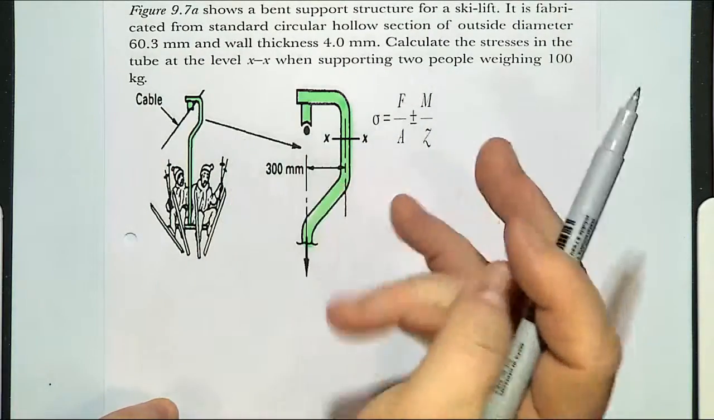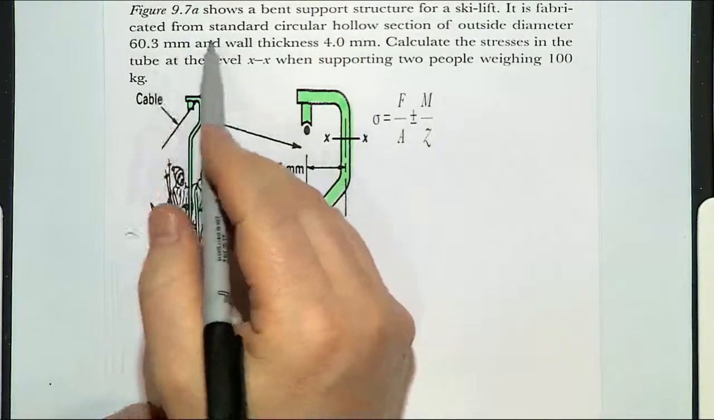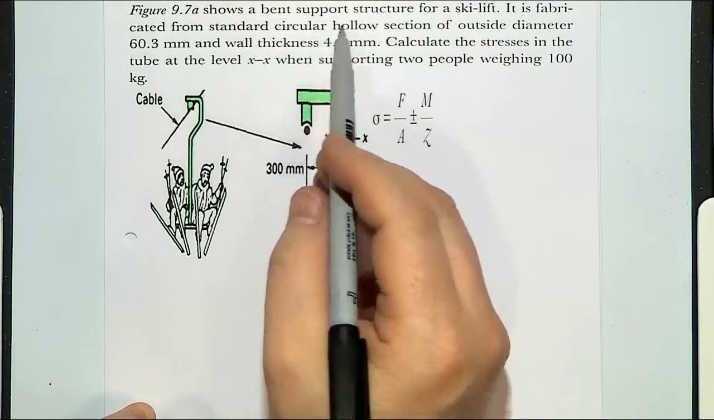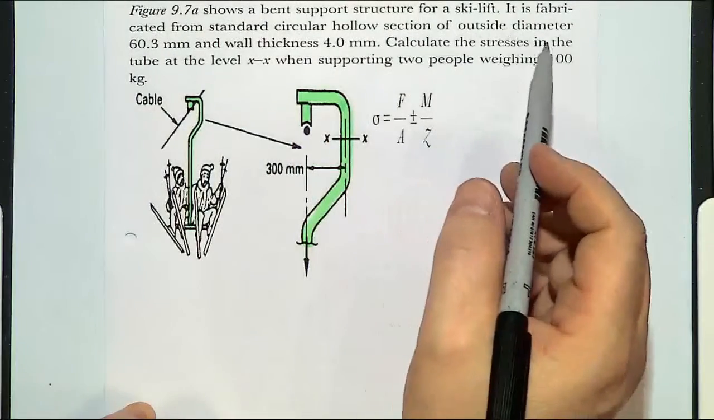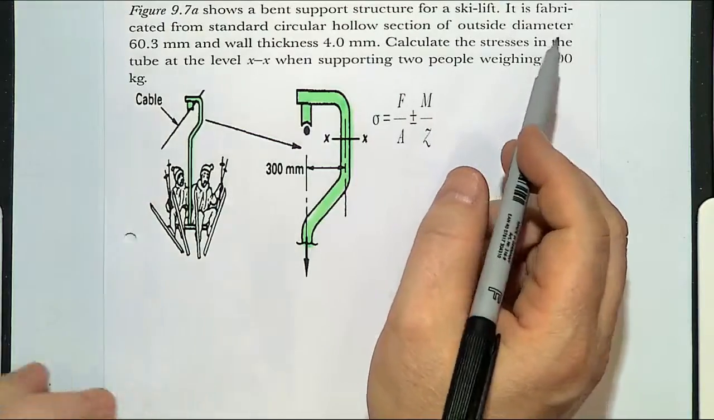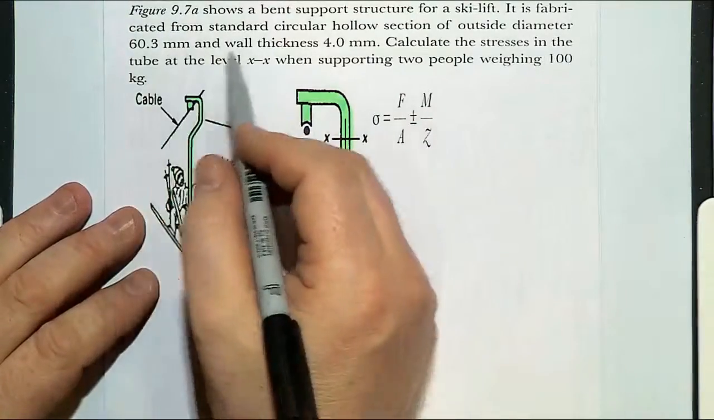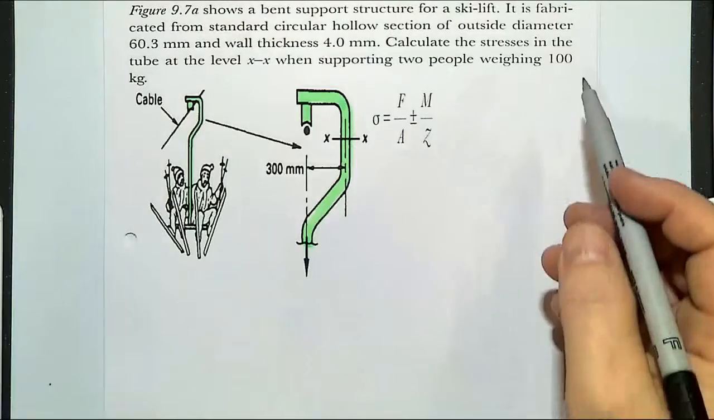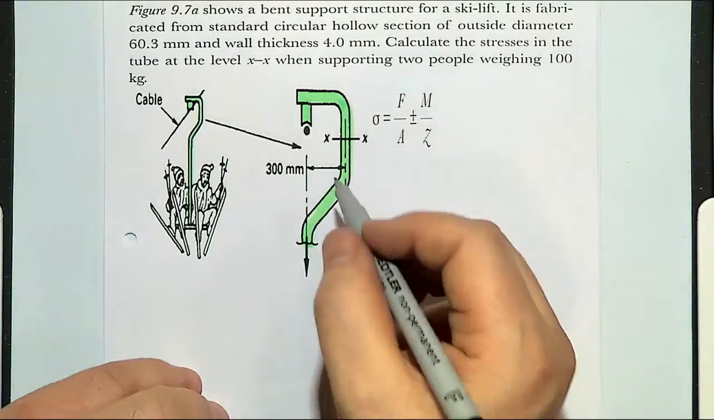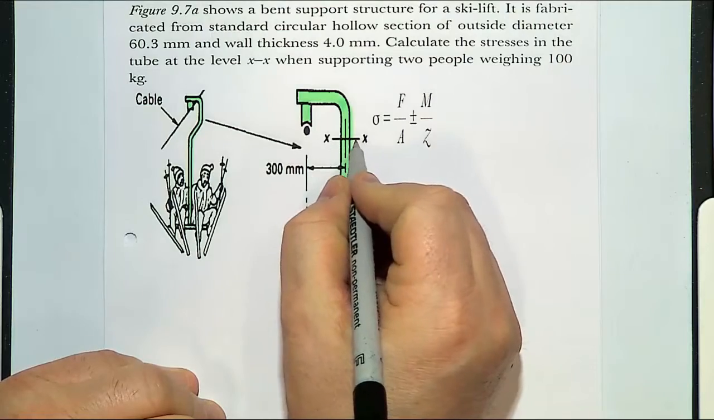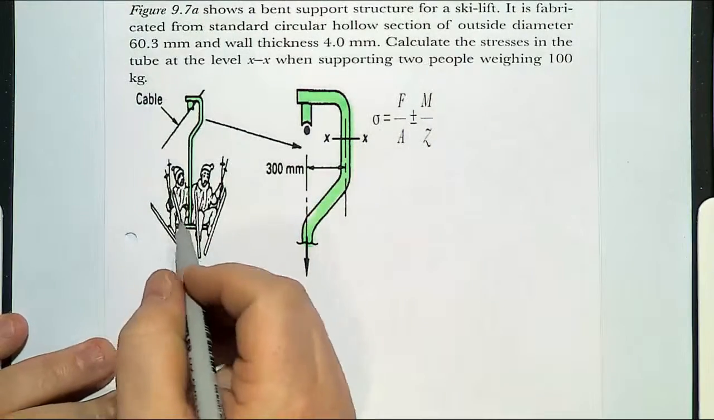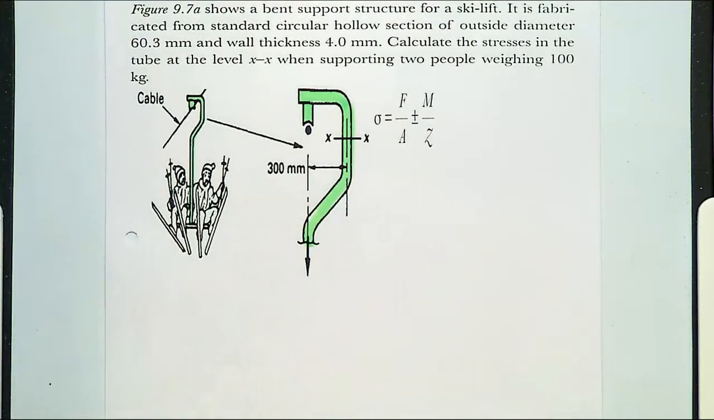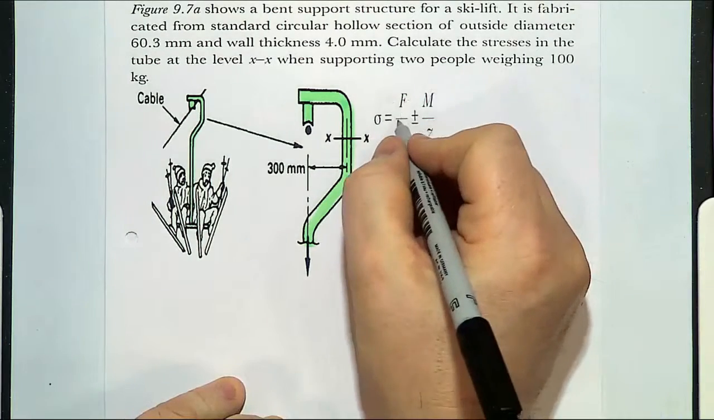So this is a ski lift. It's fabricated from standard circular hollow section, and it's got an outside diameter of 60.3 and a wall thickness of 4 millimeters. Calculate the stresses in the tube at this location XX when it's supporting 2 people, and they both weigh 100 kilograms.